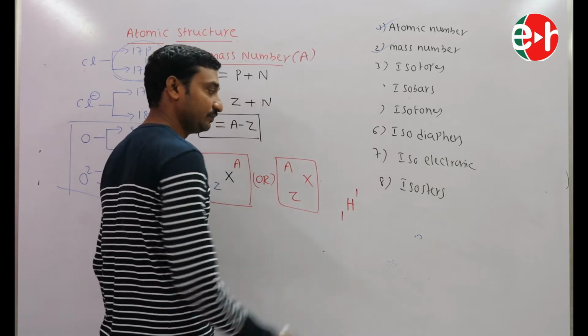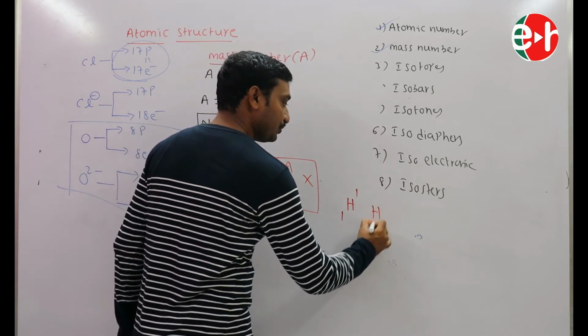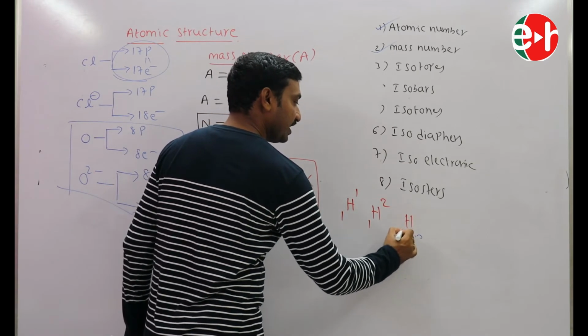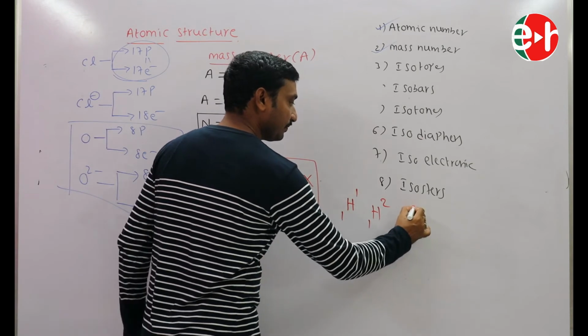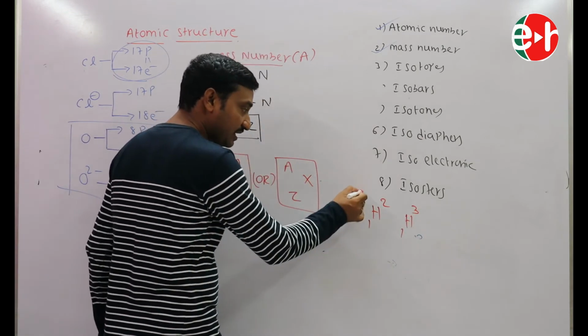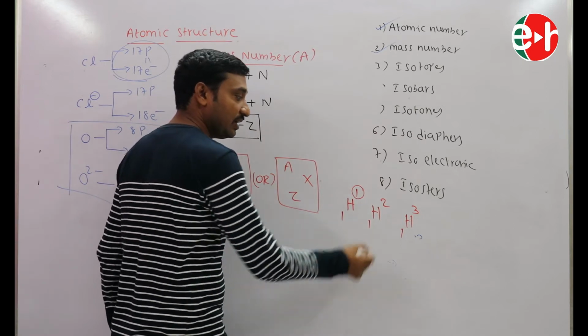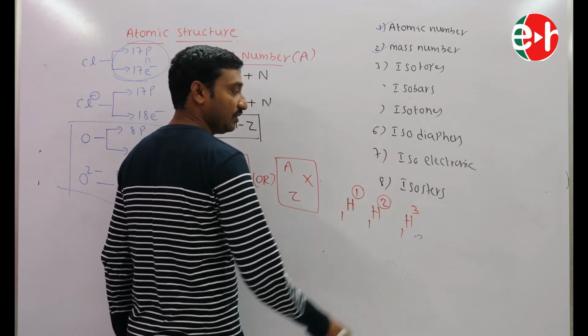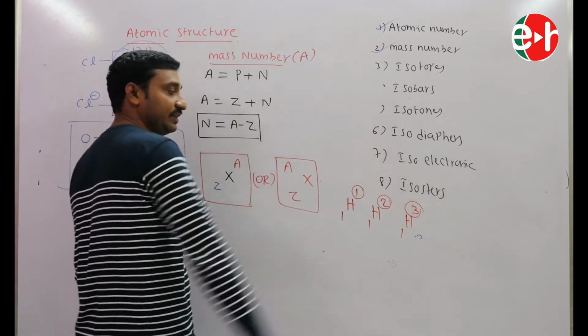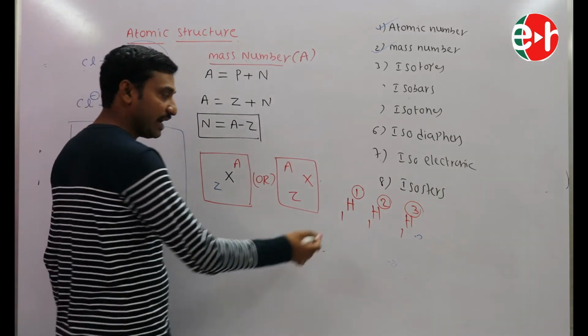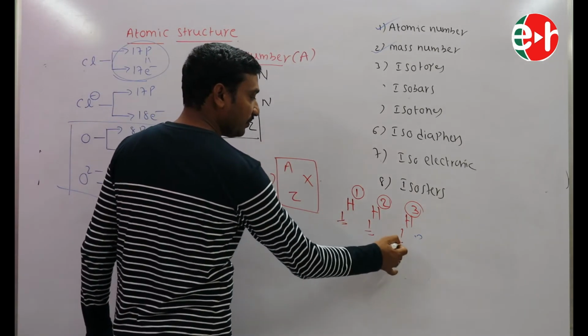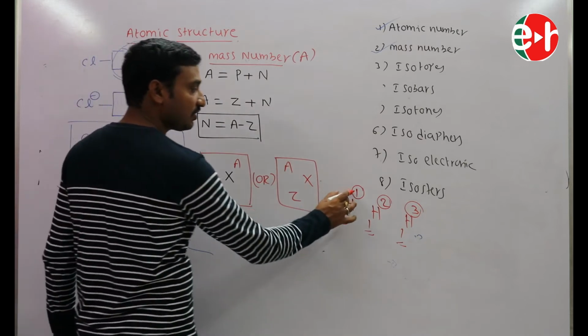1H1, 1H2, 1H3. Here the mass number is 1, here the mass number is 2, here the mass number is 3. We know the hydrogen atomic number is 1 in each case. These are the mass numbers.